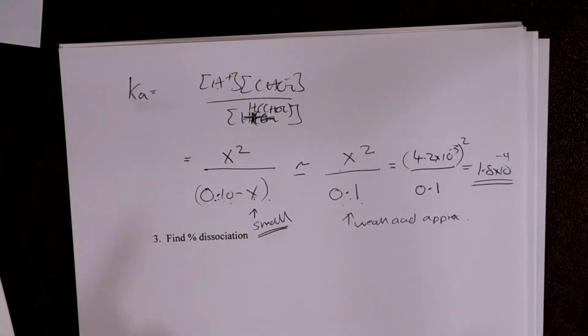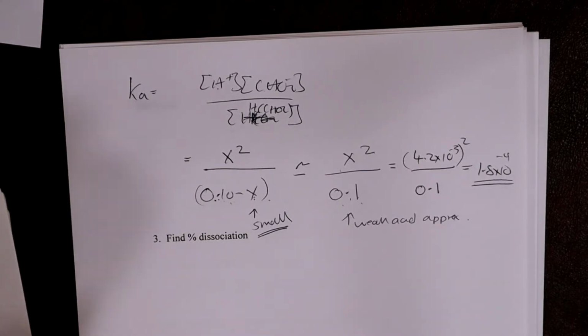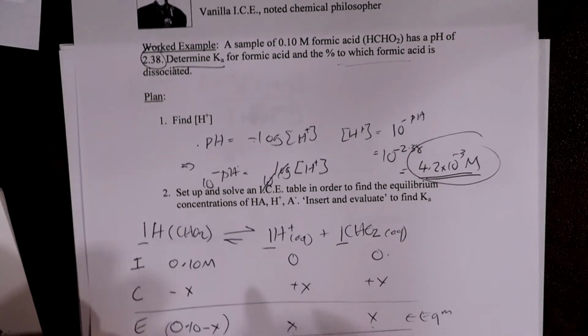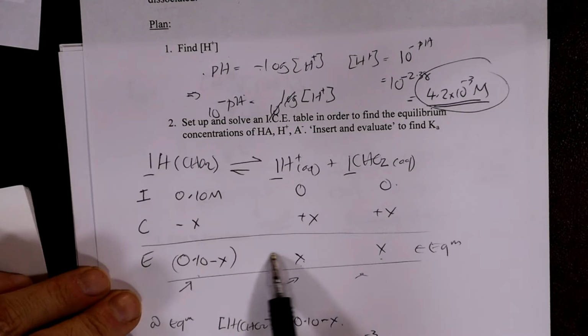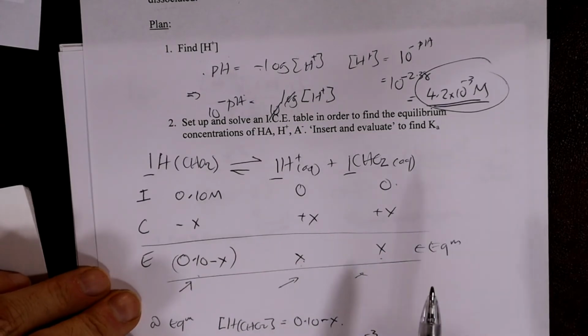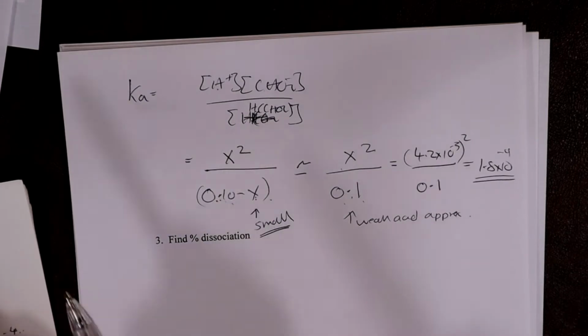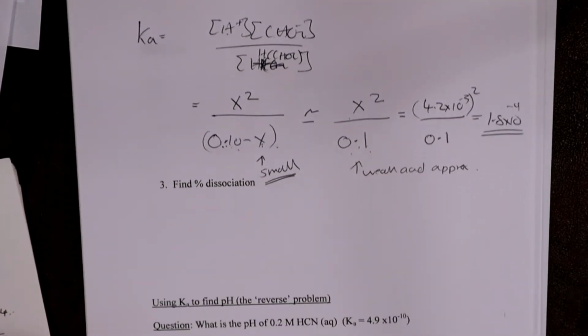Remember, we've seen a common theme. You basically do yourself a grid, an ICE table, and it doesn't really matter what kind of equilibrium it is. You can always figure it out from that table. Remembering that the bottom line is the equilibrium position as defined by K up here.